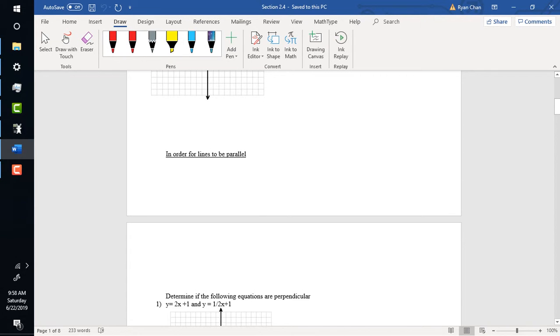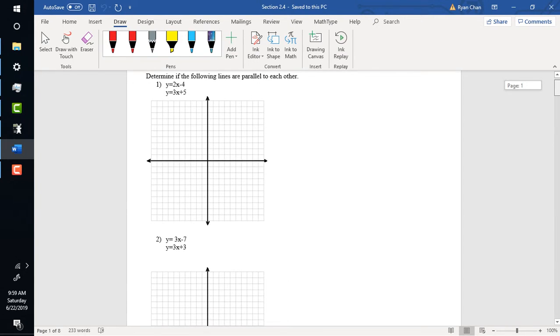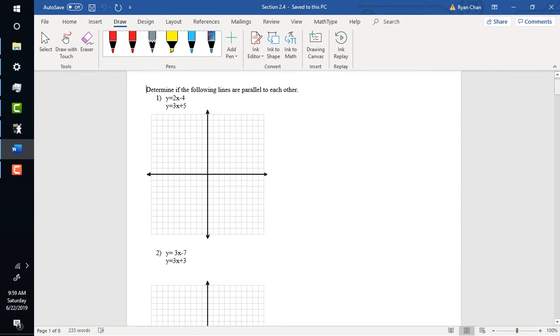Today we are going to be going over section 2.4, which is parallel and perpendicular lines. You're just determining whether the lines are parallel or perpendicular. Let's remember what that means, right?